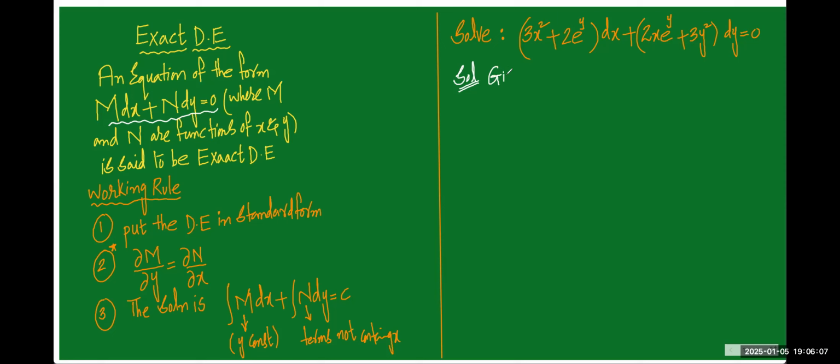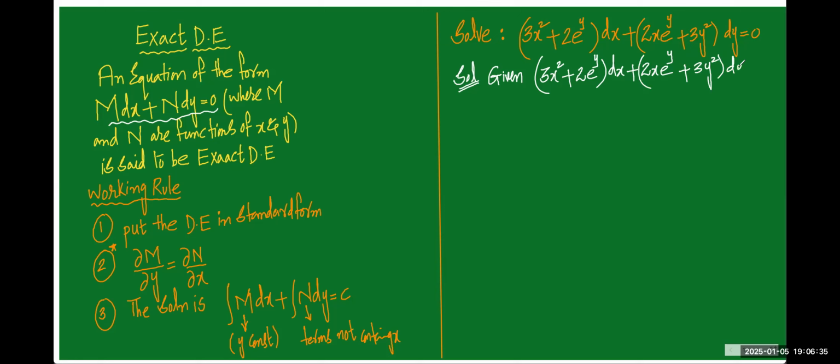Okay, sir. Do you understand? First, write down the given equation: (3x² + 2e^y) dx + (2x e^y + 3y²) dy.